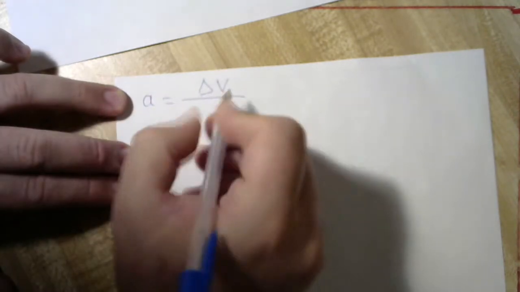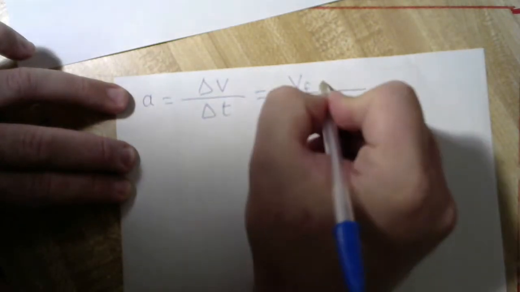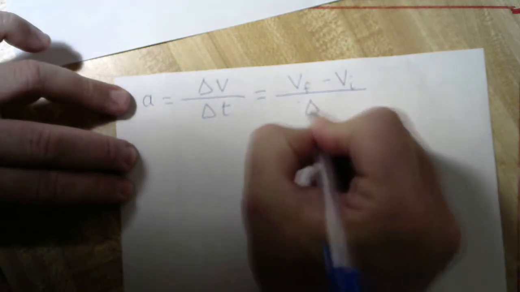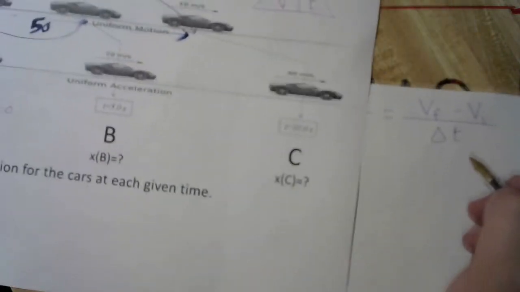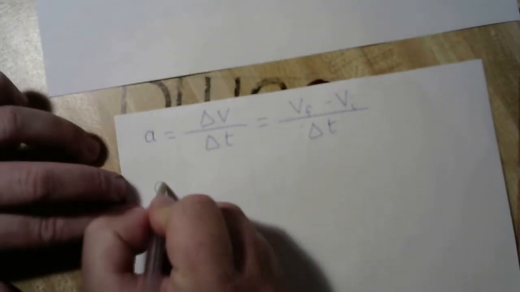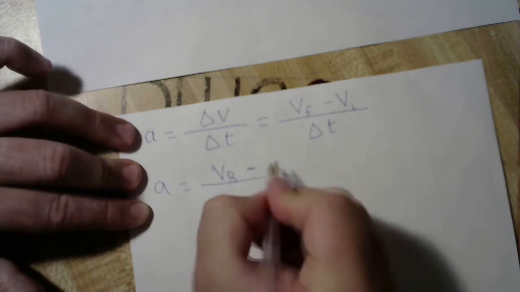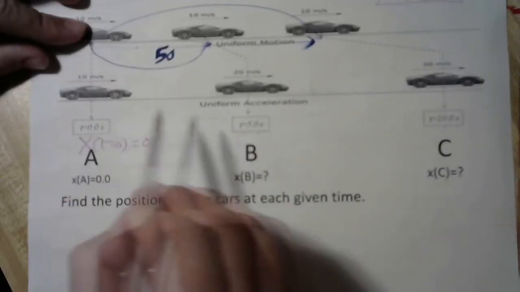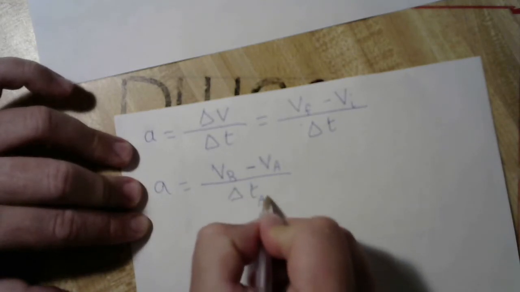The acceleration is equal to the change in velocity over the change in time, which is equal to the final velocity minus the initial velocity, divided by the change in time or the time period. If I take those 2 points A and B, the acceleration is equal to the velocity at B, which is the final point, minus the velocity at A, which is the initial point, over the change in time between A and B, which is 5 seconds, delta t from A to B.